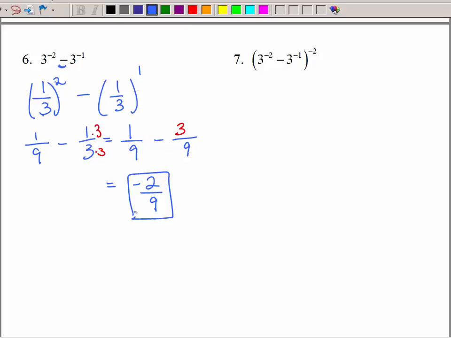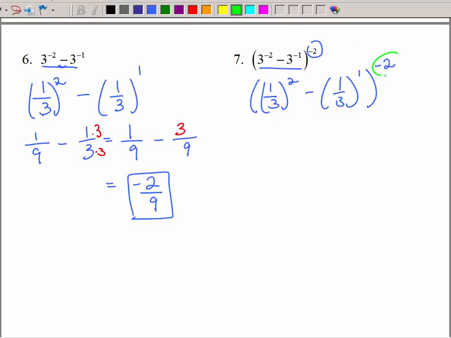Now look at number 7. Notice it's problem number 6 on the inside of the parentheses raised to the negative 2. But let's say you hadn't done problem number 6. What would you have to do? Work inside out. There again, you cannot do anything with those exponents except follow the parentheses. So as I follow the parentheses, I would do exactly what I did on number 6. I'd have 1/3 squared minus 1/3 to the 1st power. And I'm going to have to take care of this after I do inside the parentheses.